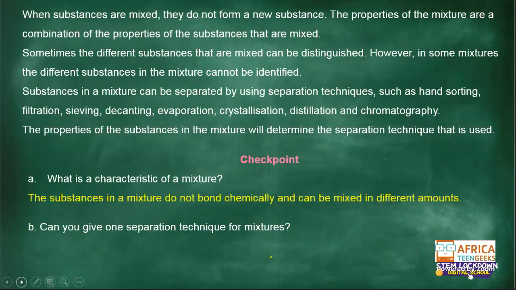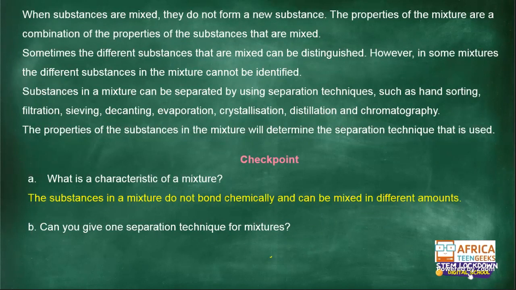We're going to say that the substances in a mixture do not chemically bond with each other and they can be mixed in different amounts. So this mixture that we're talking about that uses these separation techniques are not chemically bonded. Okay, Dash said it is a mix of substances or objects. Okay, so you mix different substances together where you can physically do it. Like for example, if you mix raisins with almonds, you get a mixture of raisins and almonds, which is very healthy to eat.